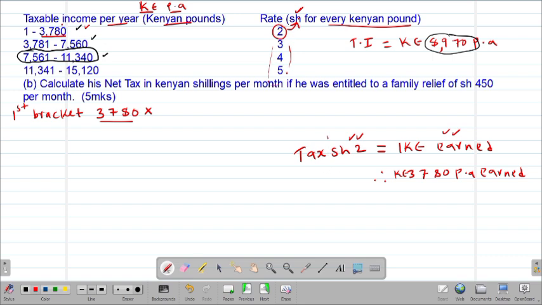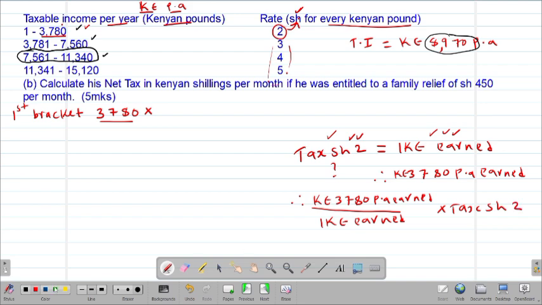So we are going to say that if a tax of 2 shillings is being paid for every 1 Kenyan pound that is being earned, what about the Kenyan pound of 37.80 per annum, which is being earned? If you do cross multiplication, you'll divide by the 1 Kenyan pound which is being earned, then multiply by a tax of 2 shillings which is being paid. Clearly you can see that the Kenyan pounds will cancel out. Therefore our answer must remain in Kenya shillings, then of course per annum.